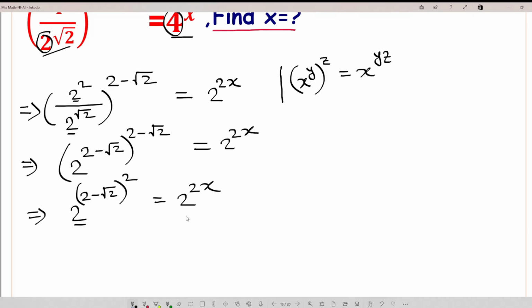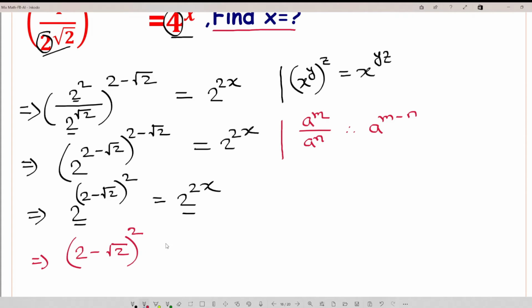Now look, these bases are the same. One more thing, here we have to write a side note: because bases are the same, in division the powers will be subtracted. Therefore we can write a to the power m divided by a to the power n. It means what? a to the power m minus n. Okay, now the bases are the same, so we can write 2 minus root 2 whole squared equals 2x.